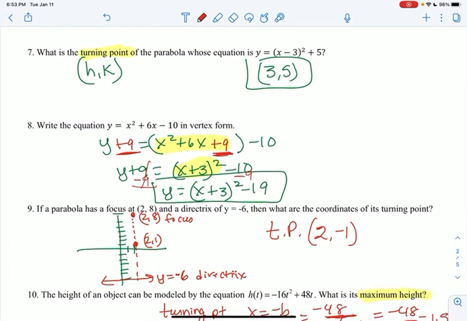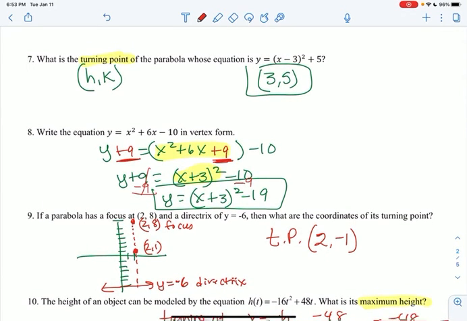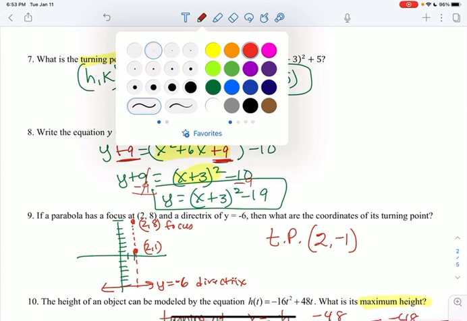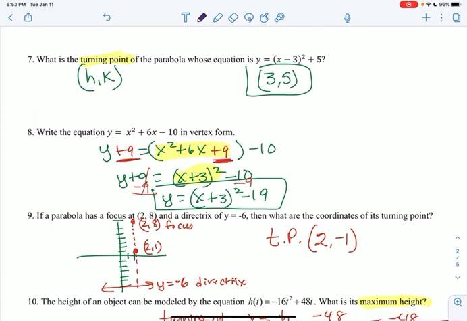And the last one that you had to do, if I have a parabola that has a focus at 2, 8 and a directrix of y equals negative 6, then what are the coordinates of the turning point? So I drew myself a little sketch. Remember, the turning point is the vertex. That's the point that's right smack in the middle between them. So basically what you're doing is you're finding the distance between the focus and the directrix. So let me just grab a purple. All right, I'm finding the distance between here and here.